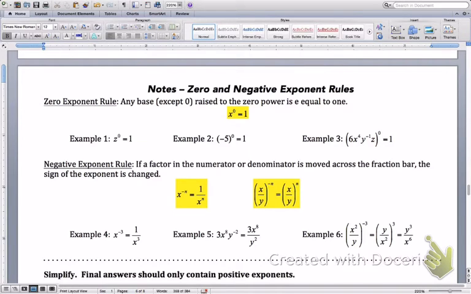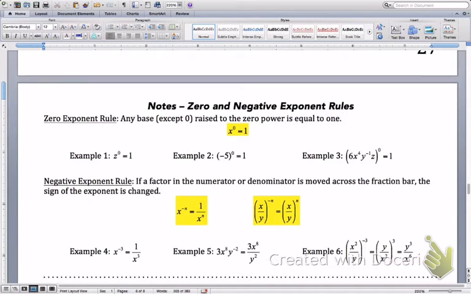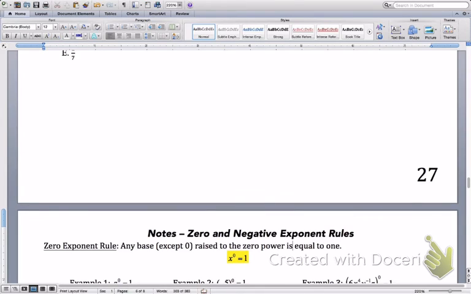So the zero exponent rule says that if you have any base with the power of 0, it's always going to equal 1. So what this means is no matter what the power is, no matter what the base that the 0 power is on, it's always going to be equal to 1. So you may be asking, why is it always equal to 1? So I'm just going to do a quick example down here.